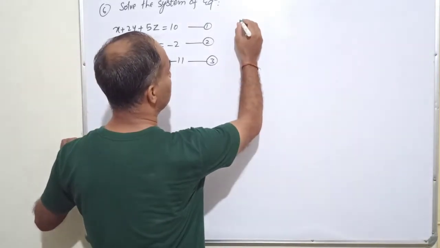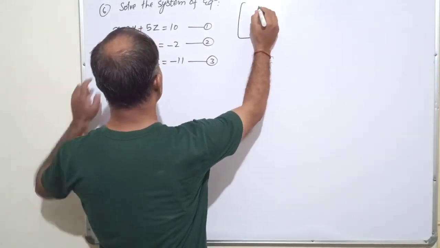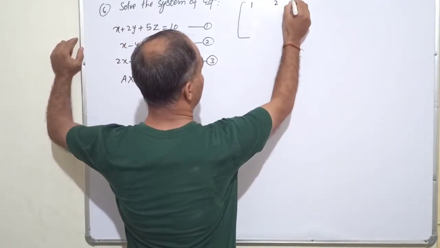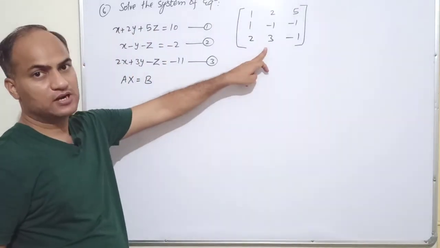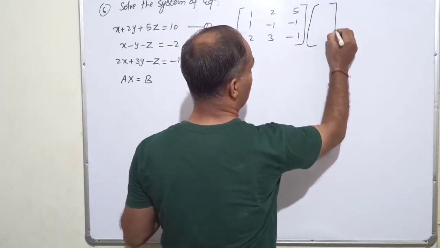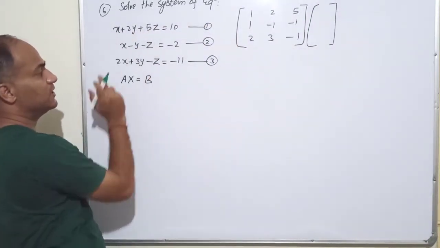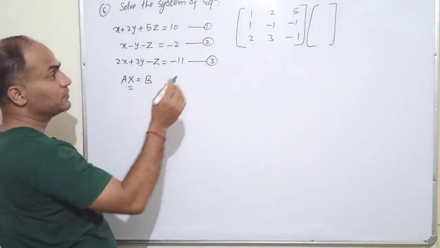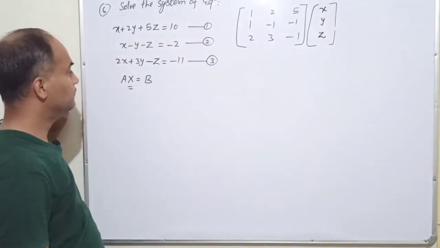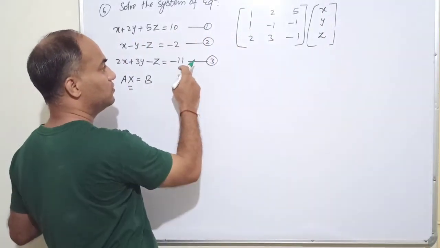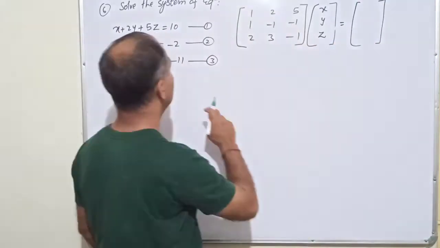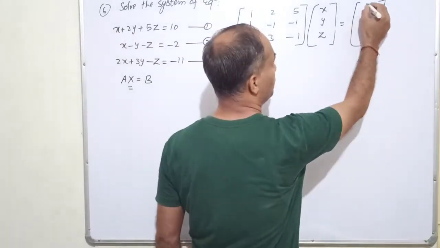Okay, let us rewrite this. So A means 1, 2 and 5, the coefficients of x, y, z. This is our coefficient matrix. Clear? A. And X means the variable matrix. Okay, the variables are x, y and z. Remember, this X is capital here, and here the variables x, y, z, they are small. Fine. B is the constant matrix, or the values which are given here as constants in the equations, 10, minus 2 and minus 11.